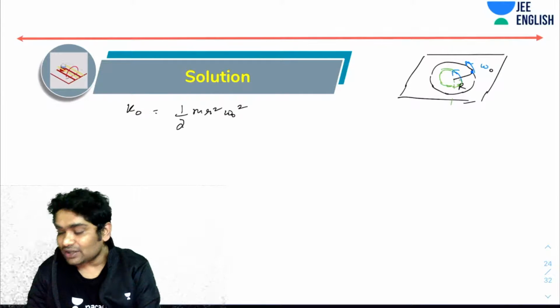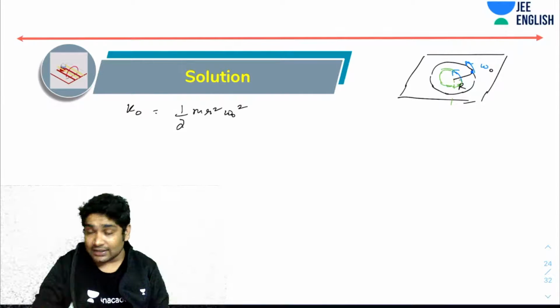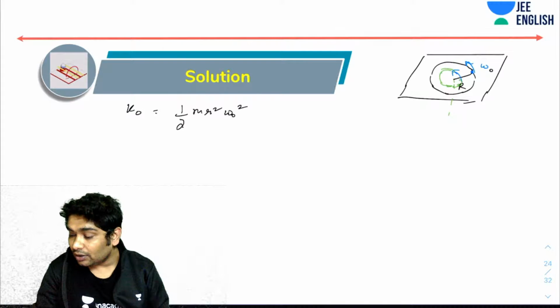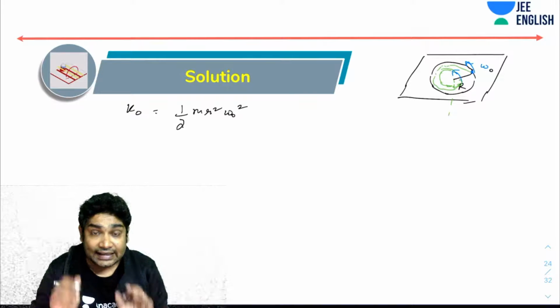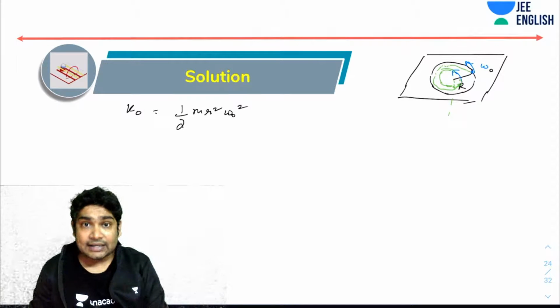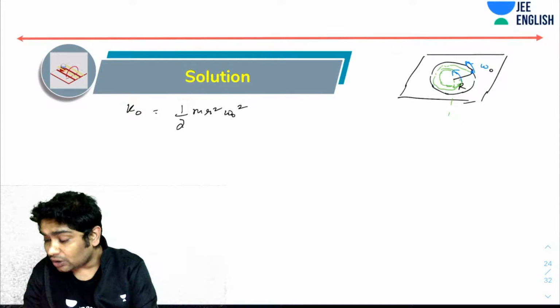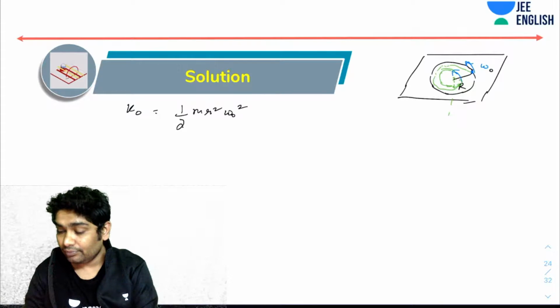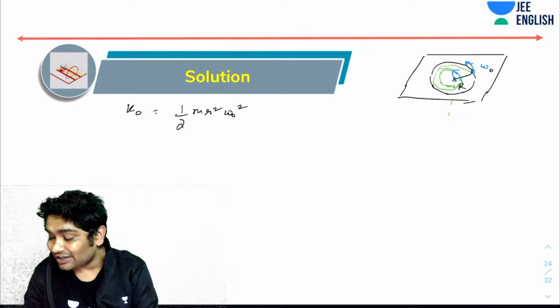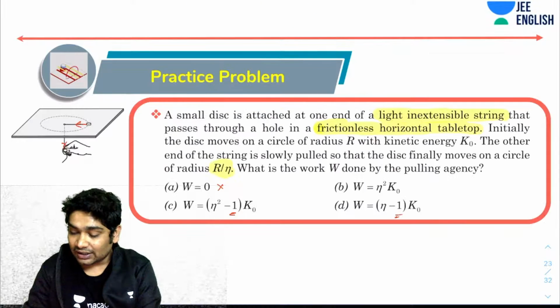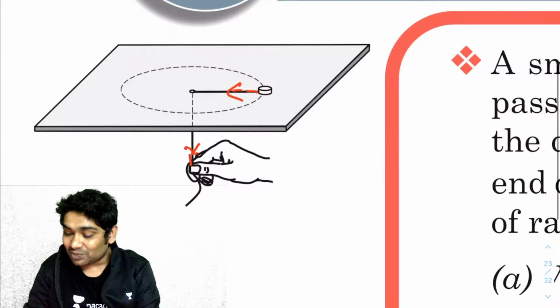Now you will notice one thing, that during this entire motion of it being pulled, from here to here, is there any external torque at any instant on this particle about the center? That's what you have to figure out about this center. Let's call this O. So think about this. About this point O.